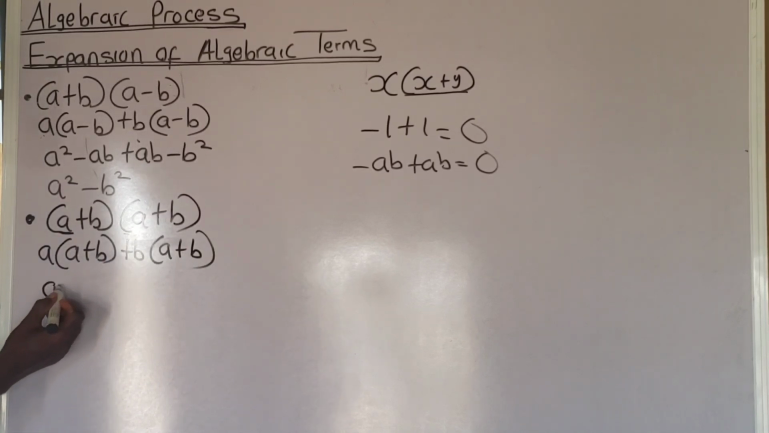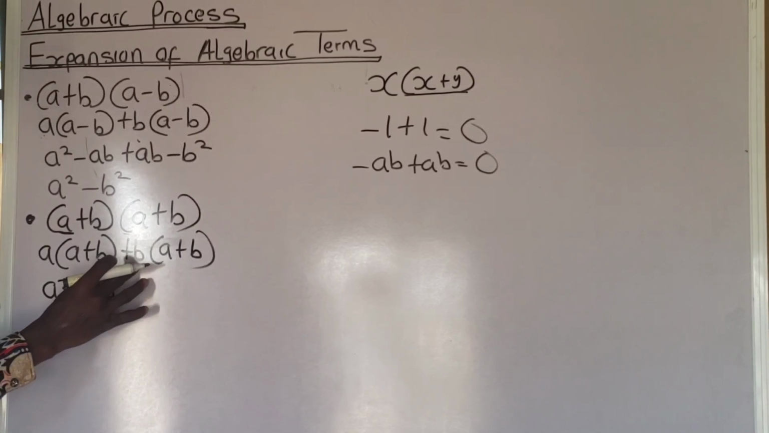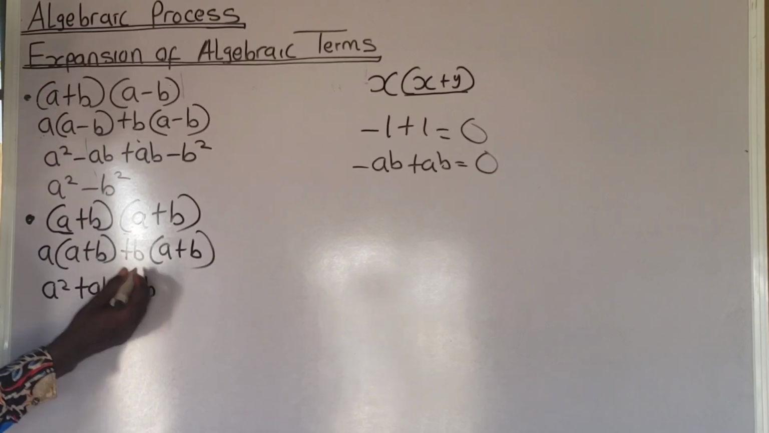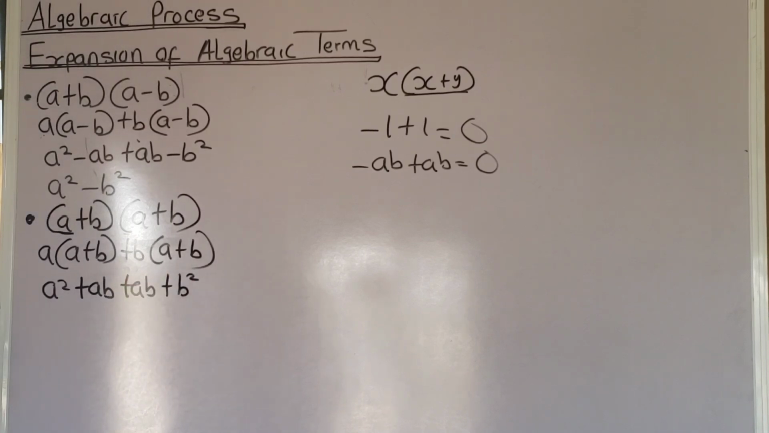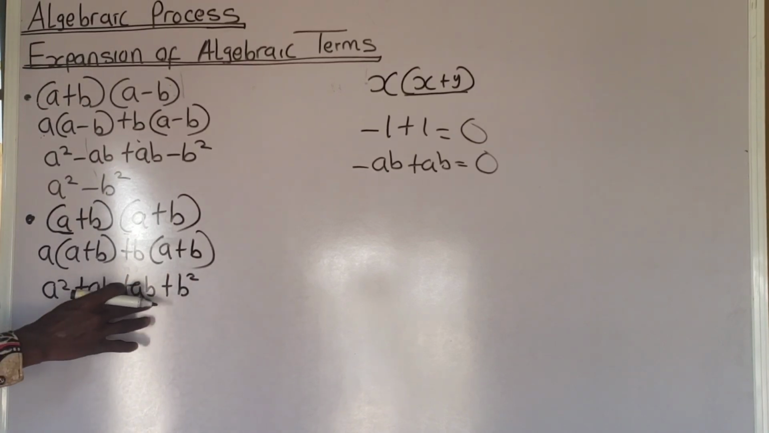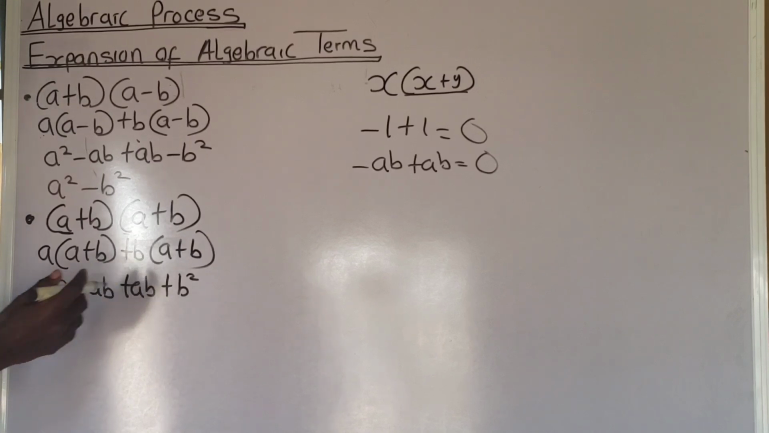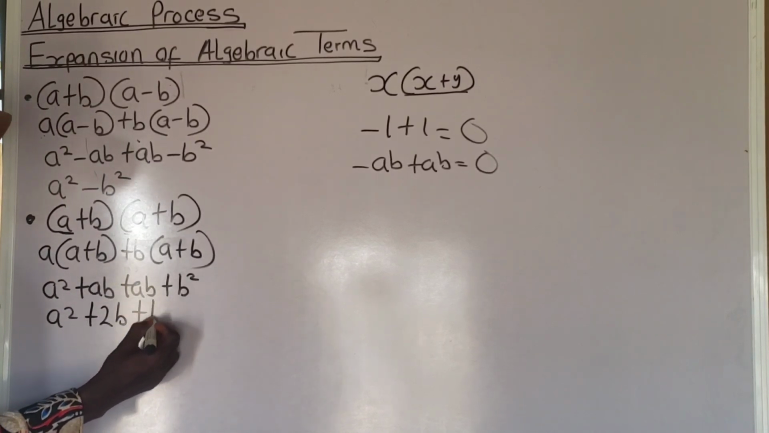This will be what? A squared, because A times A is what? A squared. A times plus B, that is plus AB. B times A, that will be plus AB. And plus B times plus B, that will be plus B squared. Do you understand? A squared plus AB plus AB plus B squared. That means I'm going to have A squared plus AB plus AB, that will be what? Plus 2AB, plus B squared.